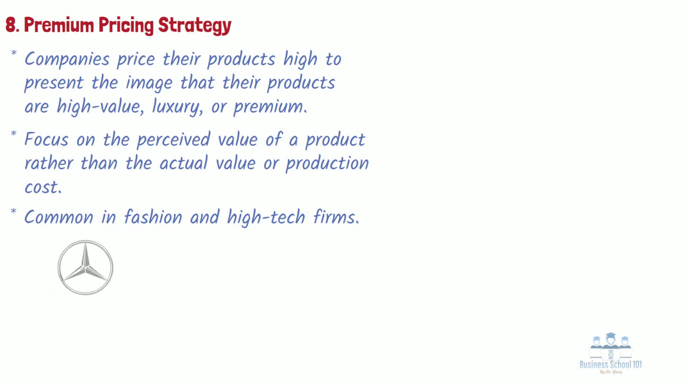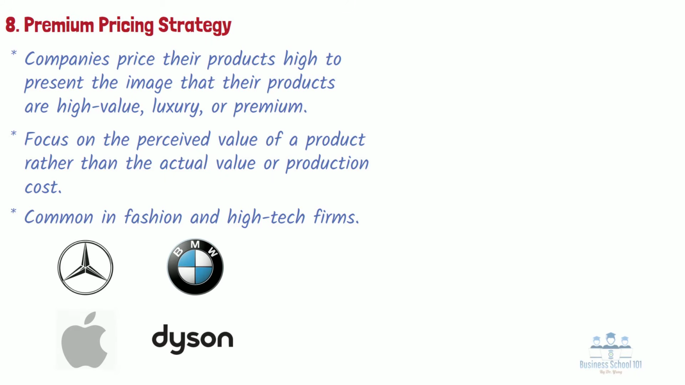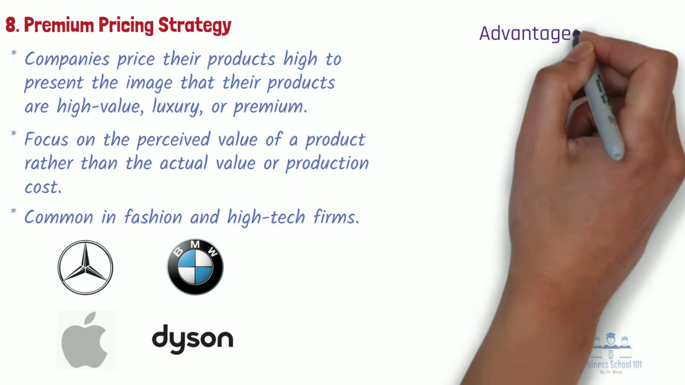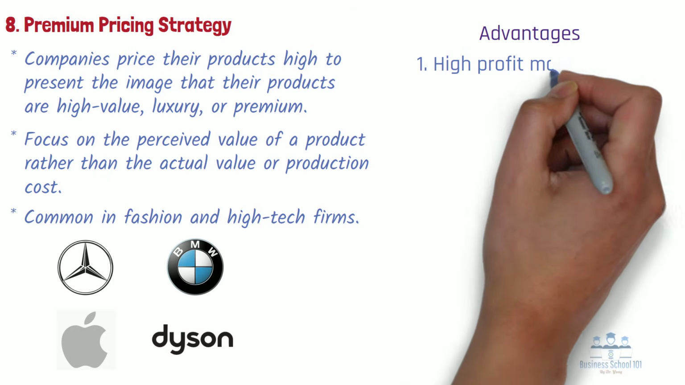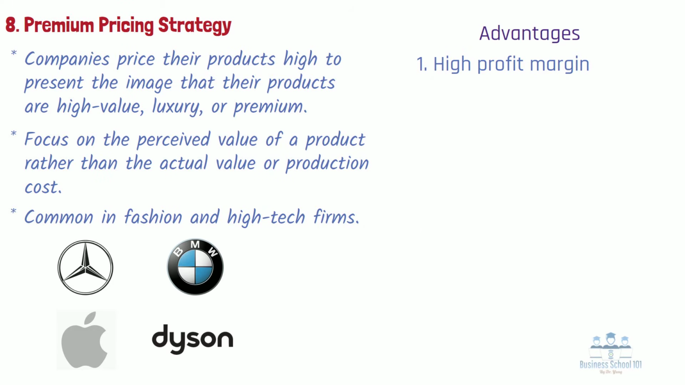Car companies like Mercedes or BMW can get away with higher prices because they're offering products that are more unique than anything else on the market. Additionally, tech giants like Apple and Dyson can sell their products at a premium price compared to their competitors because of their unique designs or functions. Advantages. Number 1. High profit margin. Companies charge high prices because they add more value to the product. Due to high margins, companies may not rely on large sales volumes to cover operating costs and turn a profit.